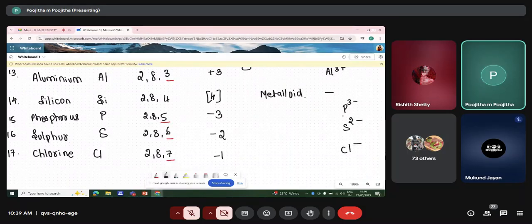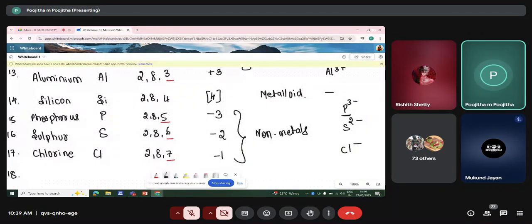Chlorine gains 1 electron, Cl-. Again, I'll come back to variable valency shown by phosphorus and sulfur, after I discuss variable valency. So generally, which elements have a tendency to gain electrons? Non-metals. Phosphide, sulfide, chloride are their names.